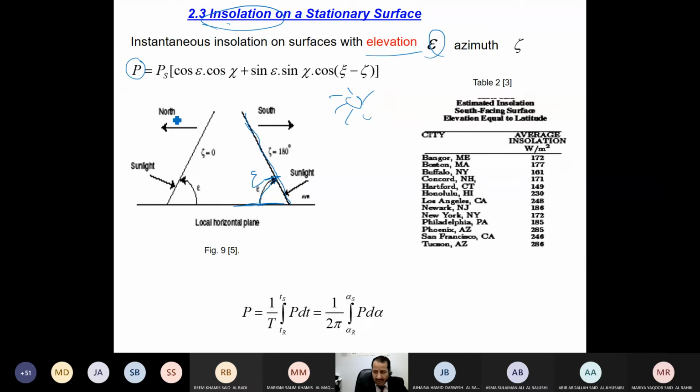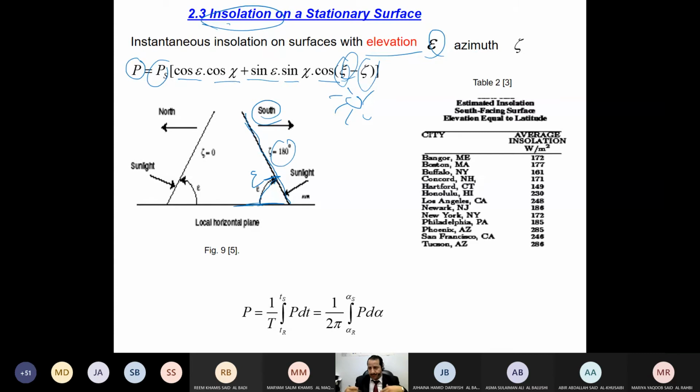The power insulation, PS, which as I mentioned is 1000 watt per square meter, times cosine epsilon cosine z, where z is the zenith angle, plus sine epsilon sine zenith angle, cosine of the azimuth minus the azimuth of the collector. Okay, this is the azimuth, which is either 180 if we look to the south.